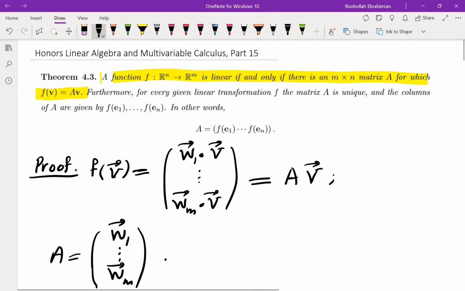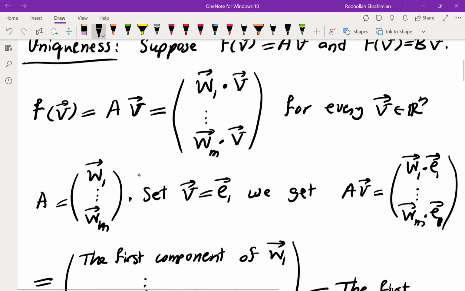So going back and looking at the theorem, we proved the theorem. We proved that if you have a linear transformation, then there is a matrix. That matrix is unique, and we know how to find that matrix. We find f of e1 all the way to f of en, and we put them in the columns of a matrix.